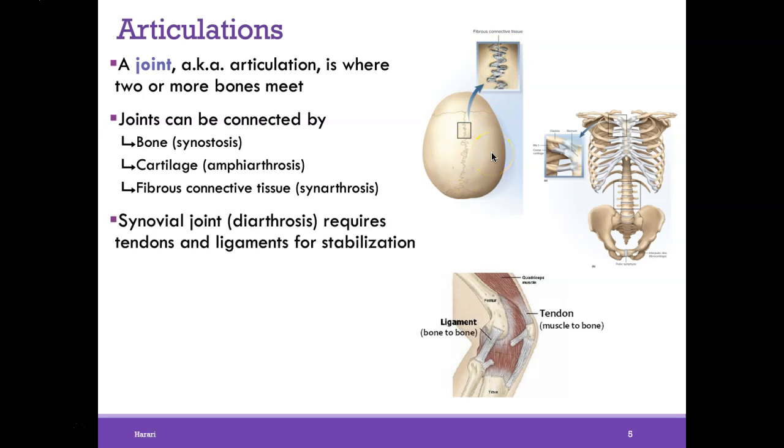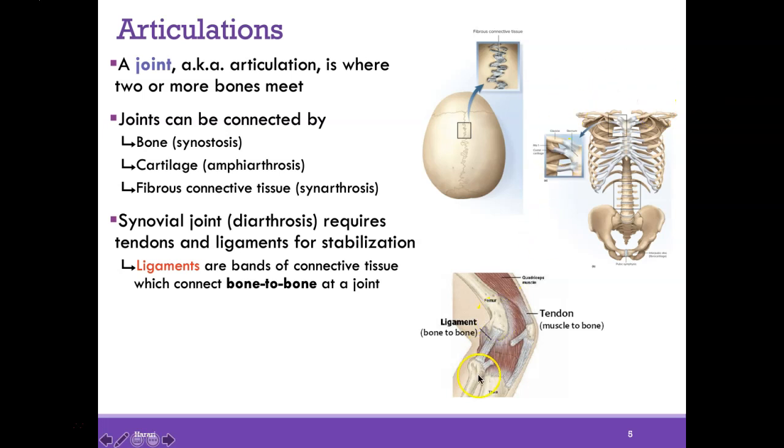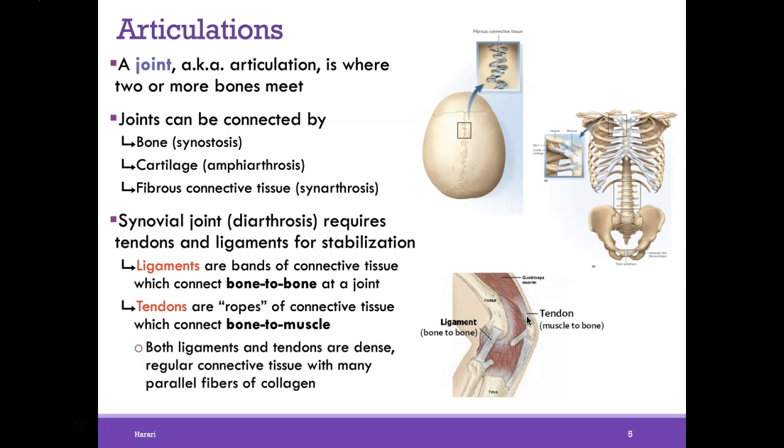The biggest category of joints we'll discuss are called synovial joints. And synovial joints require accessory structures called tendons and ligaments for stabilization. We spoke about this before, but ligaments are bands of dense, regular connective tissue that connect bone to bone, whereas a tendon are ropes of connective tissue that connect bone to muscle. And both of them will come up a lot when we talk about the musculoskeletal system. And both ligaments and tendons are dense, regular connective tissue with many parallel fibers of collagen. And remember, that parallel structure allows a lot of strength, but also for motility.